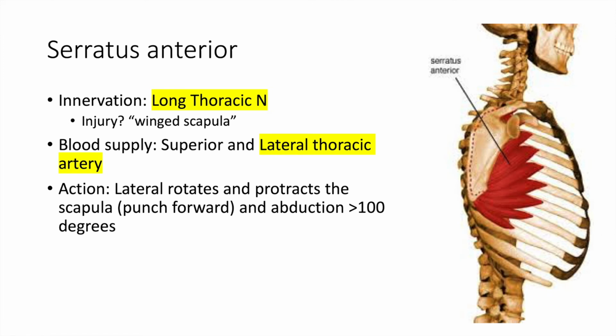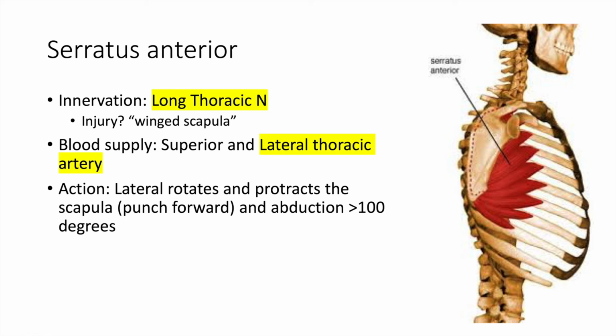Okay, let's start with serratus anterior. It's innervated by my long thoracic nerve. We'll talk about that when we talk about the brachial plexus. If we have an injury to that, that will be the winged scapula, so the scapula looks like a wing, it's higher than the other. My blood supply is going to be my superior and lateral thoracic artery. Lateral thoracic is the more important one to remember. So it's important to look at this lateral thoracic artery, but it's the long thoracic nerve. Don't get those two confused because it's very similar wording.